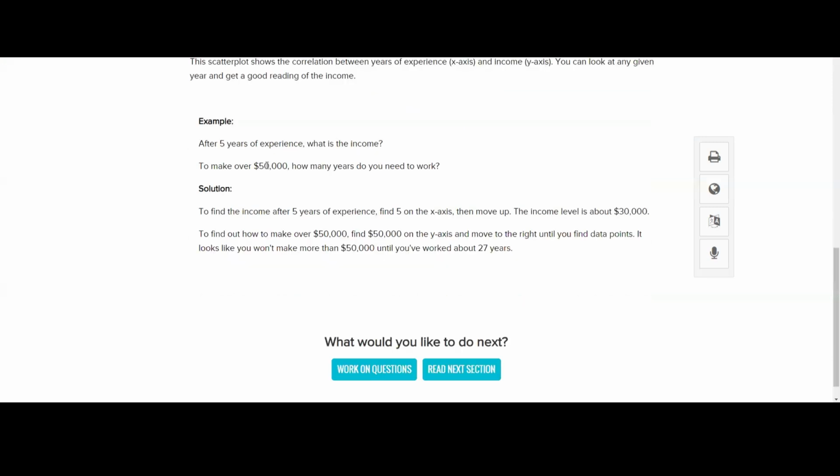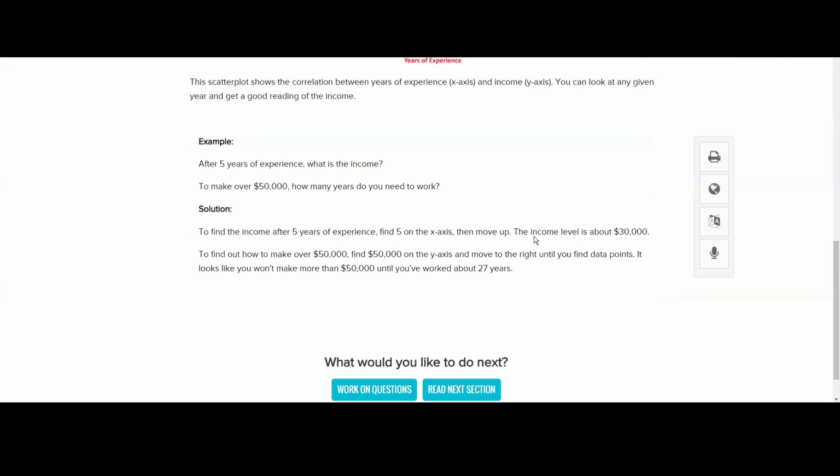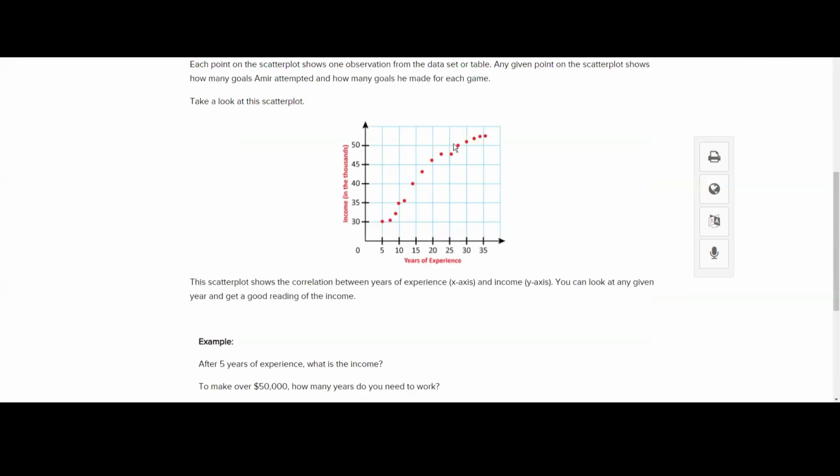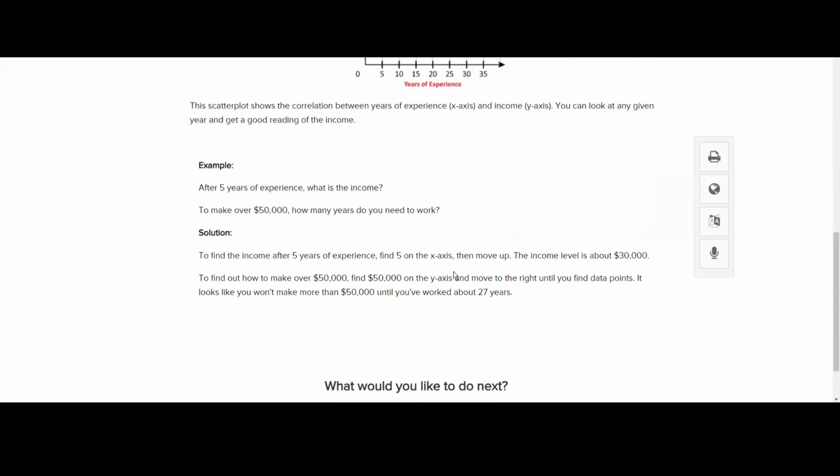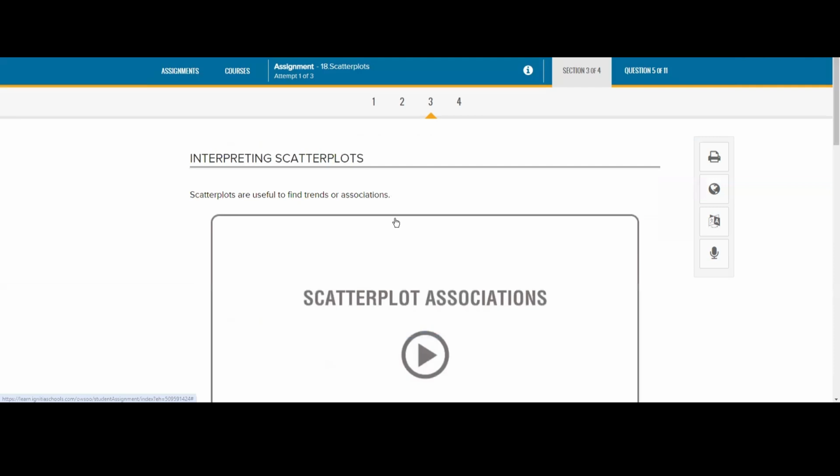Now, to make over 50,000, how many years do you need to work? To find out, find 50,000 on the axis, then move to the right until you find the data plot points. It looks like you won't make more than 50,000 until you work about 27 years. So 50,000 here, 27 years down here, beyond 25. So let's go to the next section.